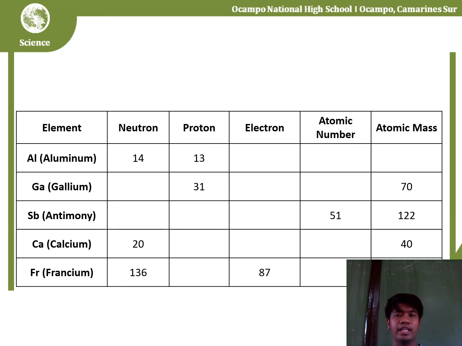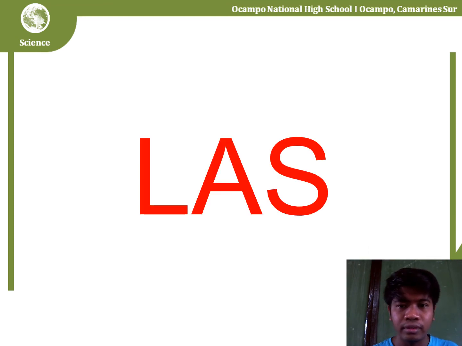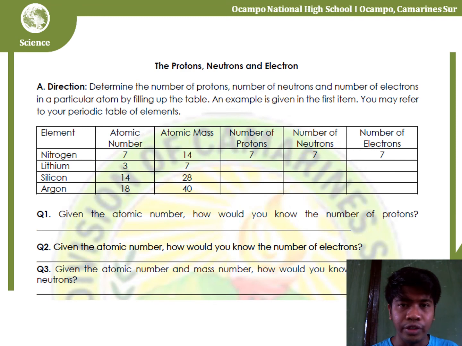Okay? So, yan class. Ganyan lang kadali yung activities ninyo in your last for week 5 and week number 6. Okay, now let's discuss your learning activity sheet. Kung ano yung gagawin niyo. Okay, for your learning activity sheet, meron kayong iba't ibang activity dyan. Activity A, determine the number of protons, number of neutrons, and the number of electrons in a particular atom by filling up the table. So, yung kagaya ng ginawa natin kanina. Then, after doing that, answer the following guide questions. From question number 1 to question number 3.